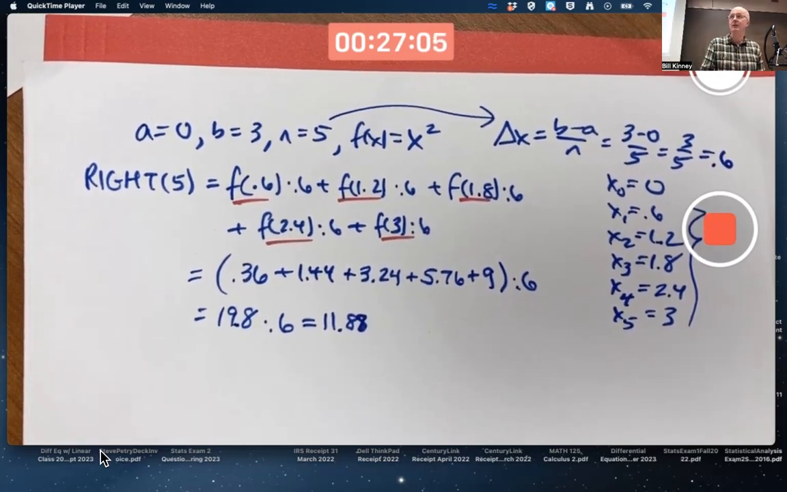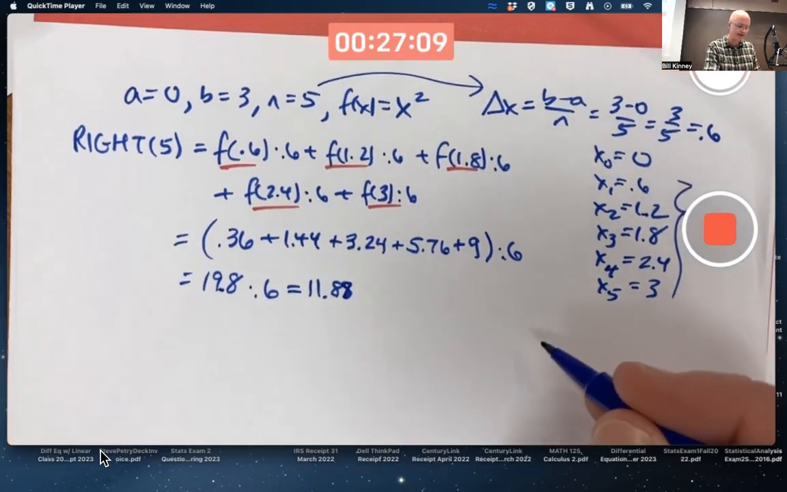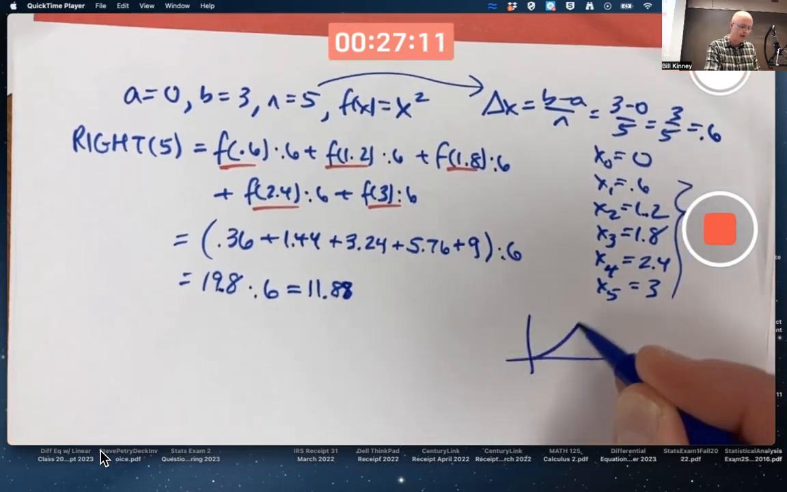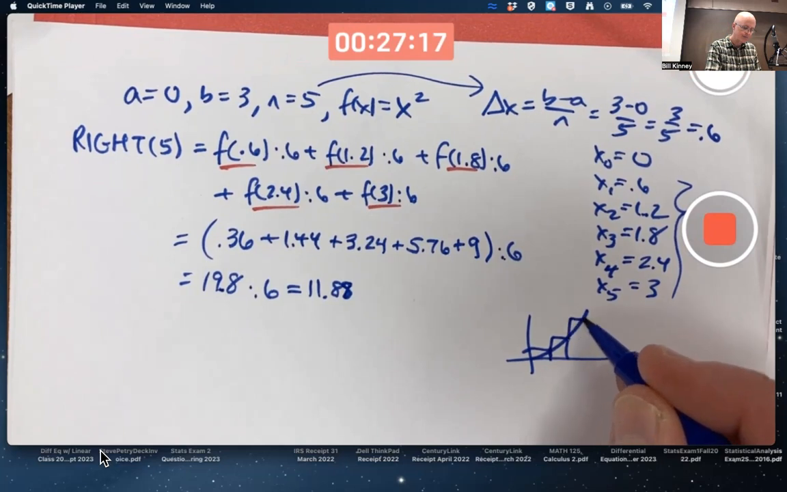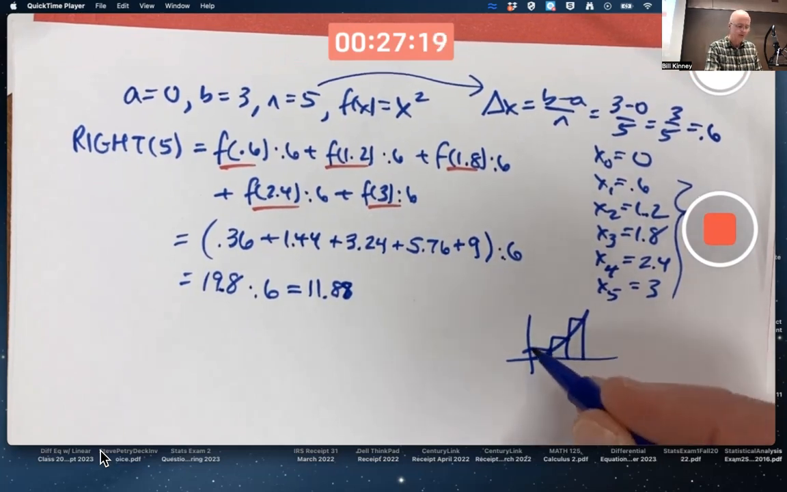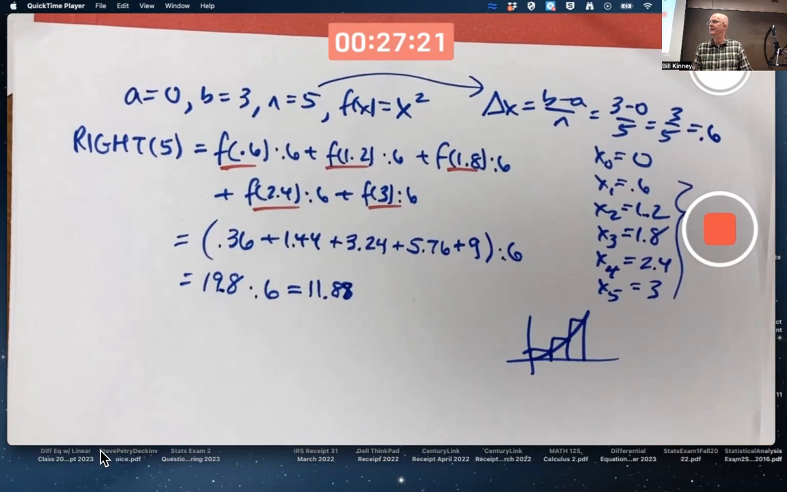The concavity affects whether the trapezoid rule is an overestimate or underestimate, but here the graph is increasing. The right-hand rule is going to give you areas that are too big. They're going to look about like this. The rectangles are going to be above the graph because the graph is increasing and we're using the right-hand endpoints. Left-hand rule would be too small.